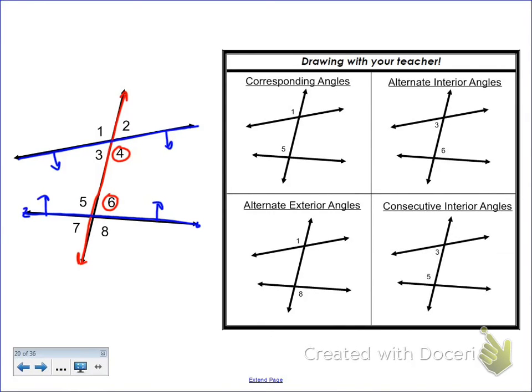So drawing with your teacher, you go ahead and draw the consecutive interior angles. Angles 3 and 5 is an example of consecutive interior angles.